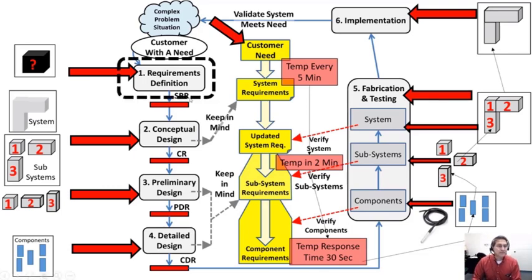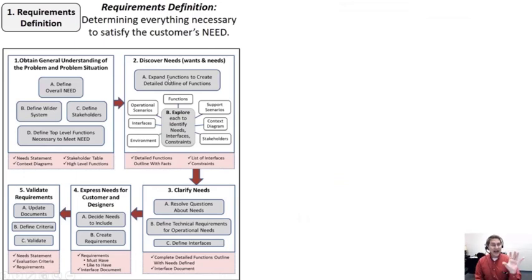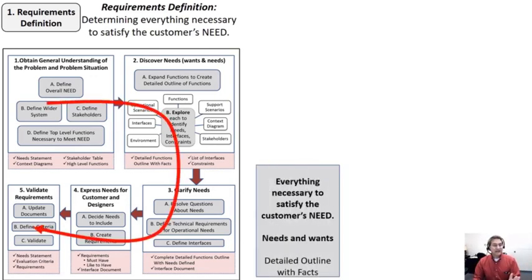Okay, so let's focus on how we actually go about doing this. So we're going to start with requirements definition. And we had these 5 steps that we followed to understand the customer's need and develop requirements that we could then use in our design. And so these 5 steps led us through understanding everything that was necessary to satisfy the customer's need. That's what requirements definition is all about. And that's wants and needs. We didn't try to separate them as we were going through.